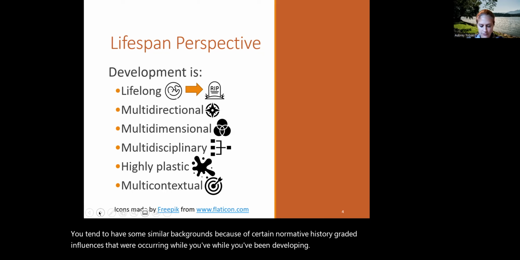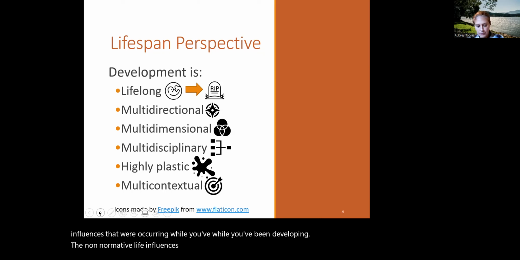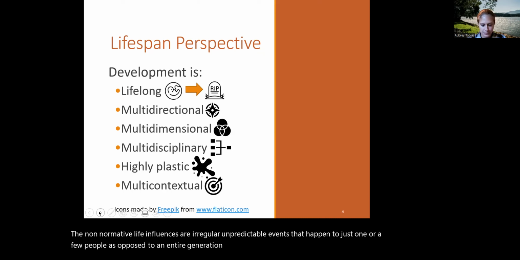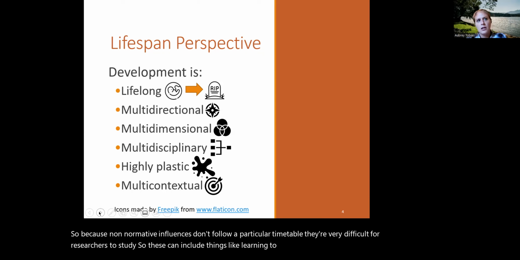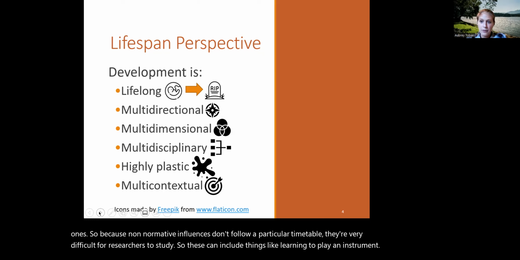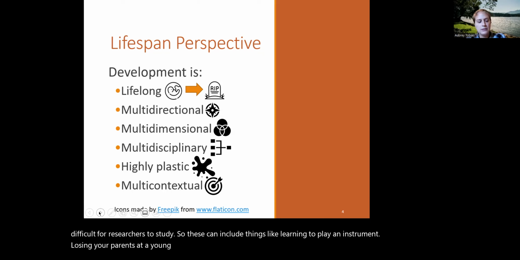The non-normative life influences are irregular, unpredictable events that happen to just one or a few people, as opposed to an entire generation or a particular age group like the previous ones. So because non-normative influences don't follow a particular timetable, they're very difficult for researchers to study. These can include things like learning to play an instrument, losing your parents at a young age, being adopted, things like that. They are not nearly as common as what we term normative influences because those happen to such large groups.